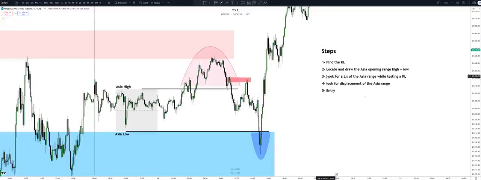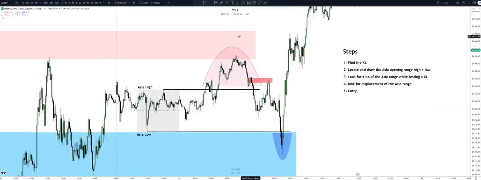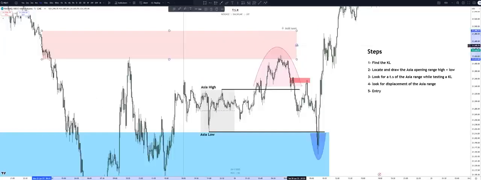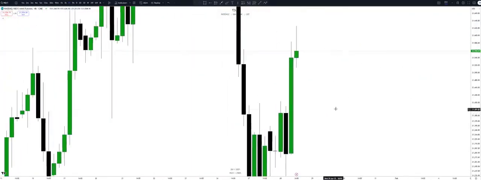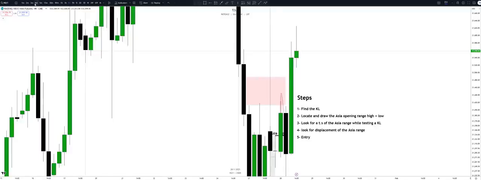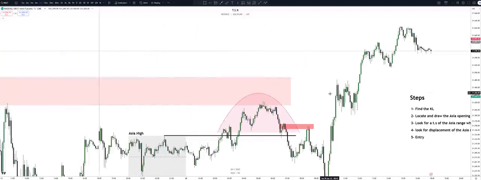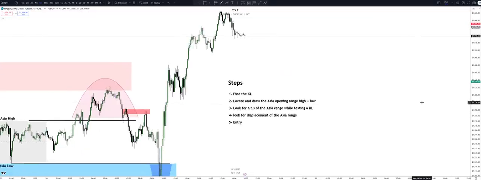For the Asian range model. All right. Now let's locate all of this together inside of this range right over here. So firstly, find the key level. We have a 4-hour fair value gap right here above us. If we go onto the higher time frame, you would notice this is a 4-hour key level, 4-hour fair value gap. All right. Let's drop back down to the 5 minutes just so you guys can see this.